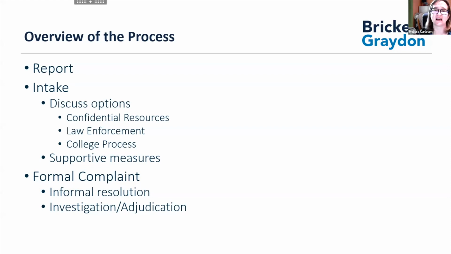If Bob decides, hey, I want to go forward with the college process, then there's something filed called a formal complaint. And the formal complaint is something that makes it clear to the people involved in the process exactly what the allegations are going to be. And the formal complaint says, hi, I'm Bob, and I want this claim to go forward.